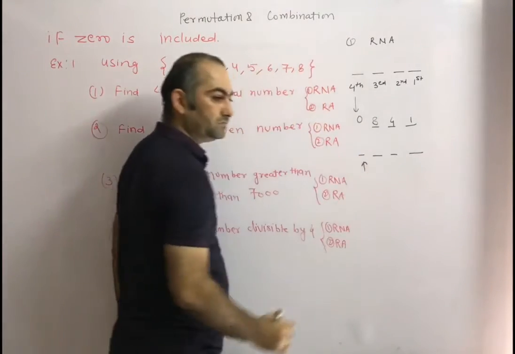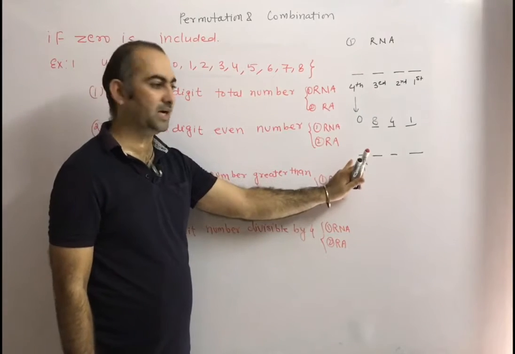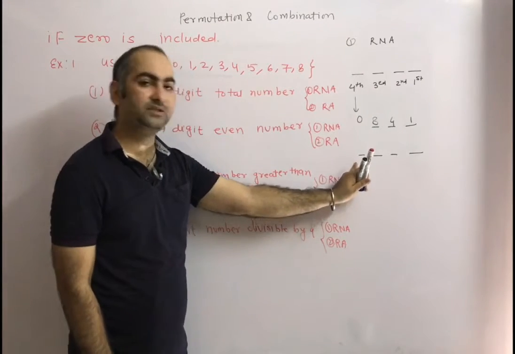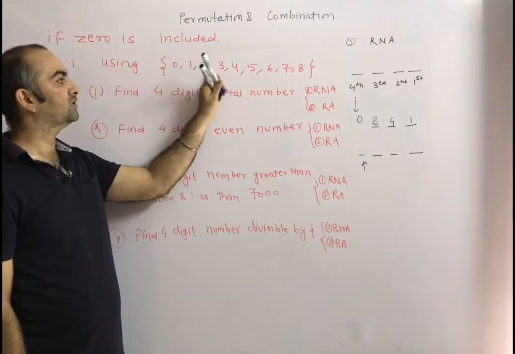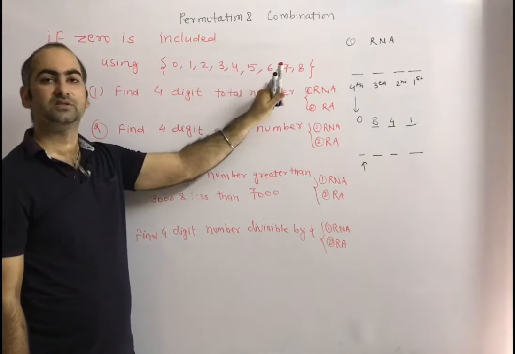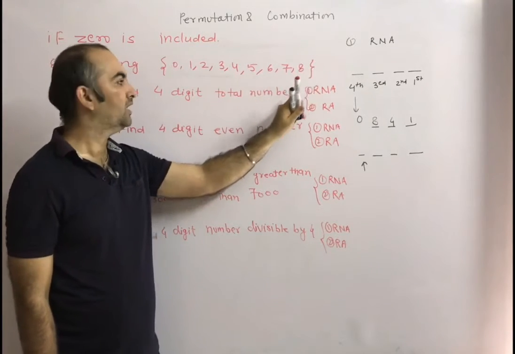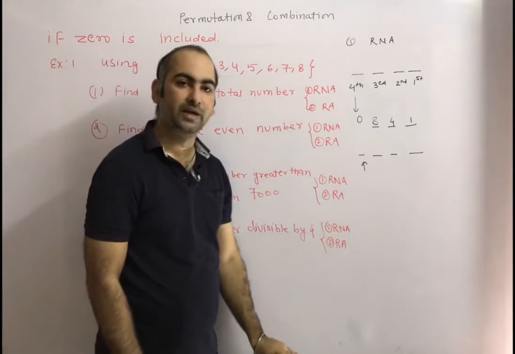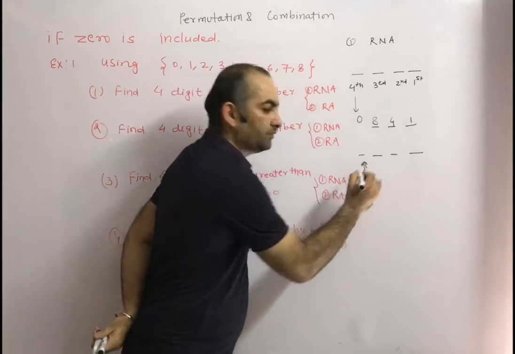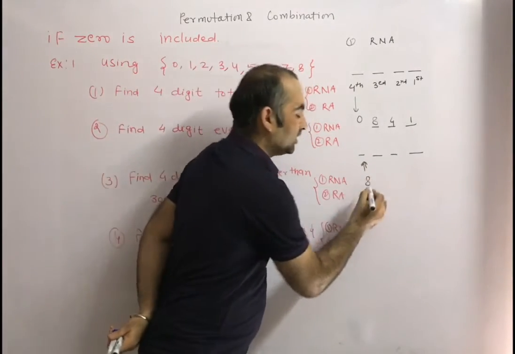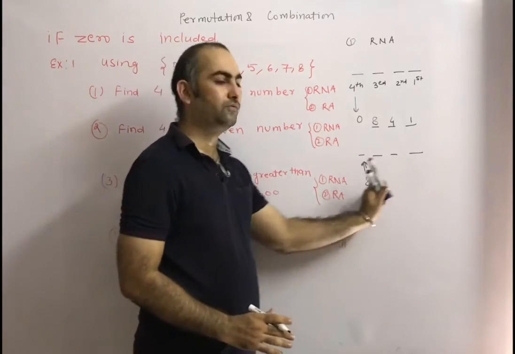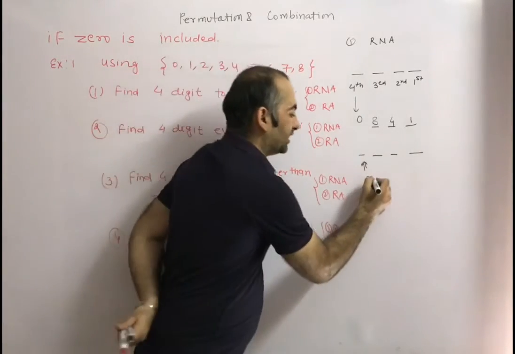Now if you are filling the 4th place, 0 will not come there. Other than 0 we can put 1, 2, 3, 4, 5, 6, 7, and 8. So other than 0, how many choices do we have? 8 choices. So for filling the 4th place we have 8 choices. Your task is to fill all the 4 places, correct? That means you have to use the multiplication sign.